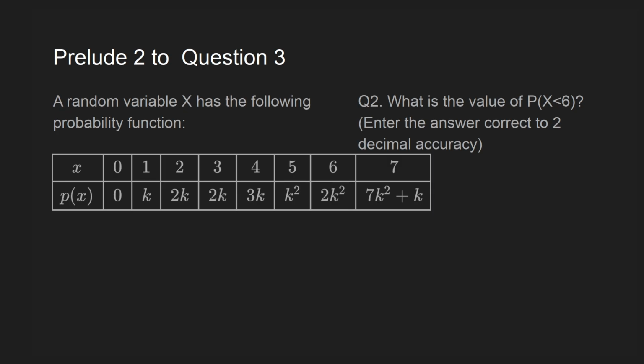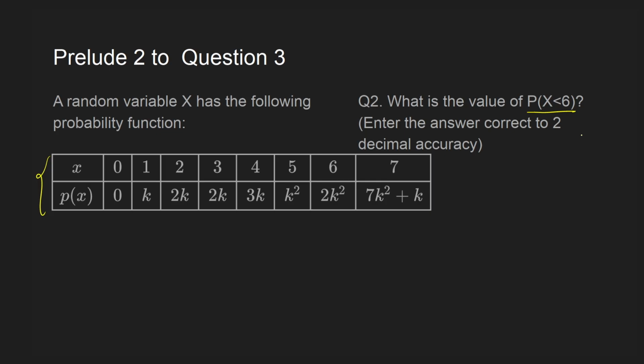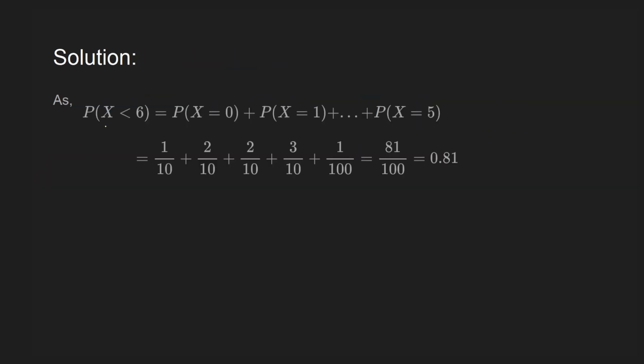Next question. A random variable x has the following PMF. This is the PMF. Now what is the value of probability x is less than 6? So first of all, we need to find out the value of k here, which we have already calculated in the previous question. Now the probability that x is less than 6, which means x will be taking the value 0, 1, 2, 3, 4 and 5. Up to 5 we have to find the probability. Now here we have put the values of the probabilities at the different points like 0, 1, 2, 3, 4 up to 5. And when you solve it, the answer will be 0.81.